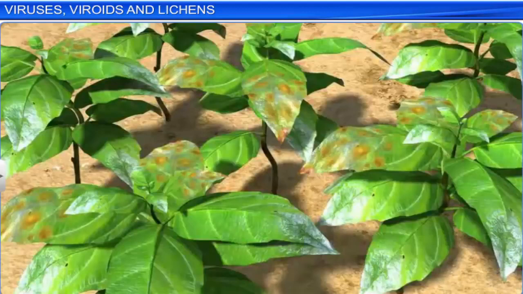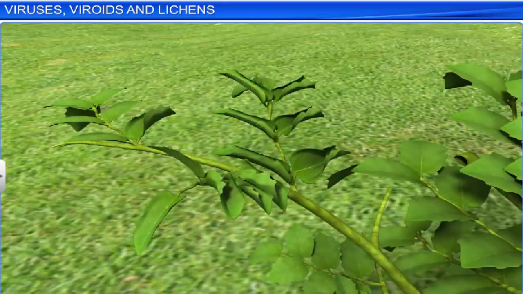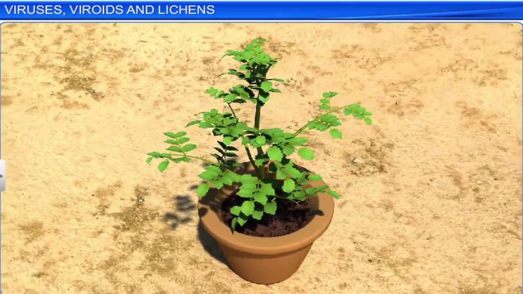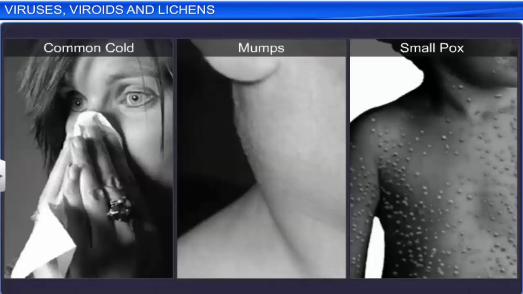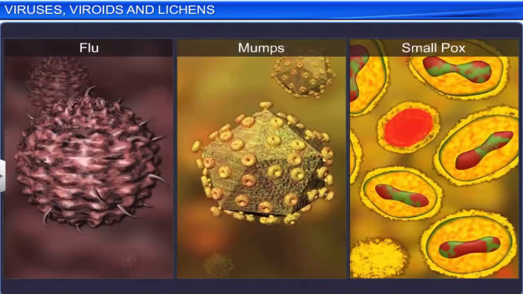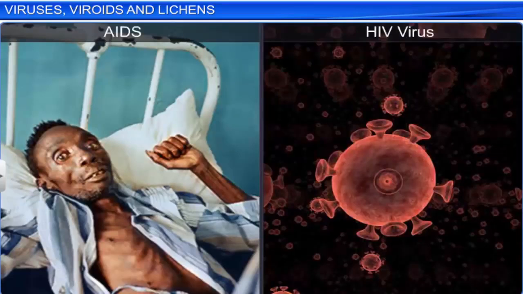Viruses infect plants, causing symptoms such as mosaic formation, leaf rolling and yellowing, dwarfing, and stunted growth. Humans too can be affected by viruses. Diseases such as the common cold, mumps, and smallpox are known to be caused by viruses. Even AIDS is caused by a virus known as HIV.